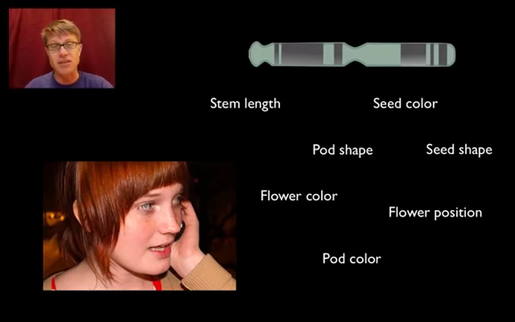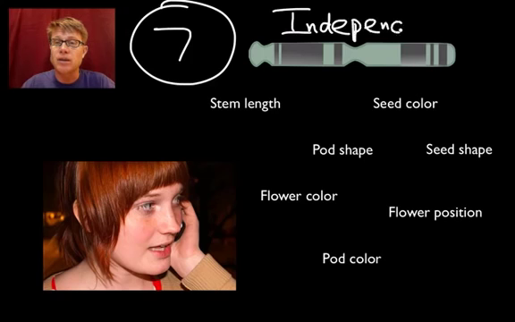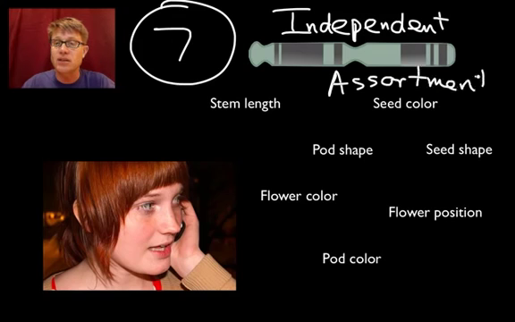Mendel studied 7 things. He studied the stem length of plants, seed color, pod shape, flower color, flower position, pod color. In other words, he studied 7 different characteristics, and he was able to come up with his idea of independent assortment. What is independent assortment? Well, essentially it means that all of these things assort independently. All of these genes assort independently. In other words, one cannot affect another.